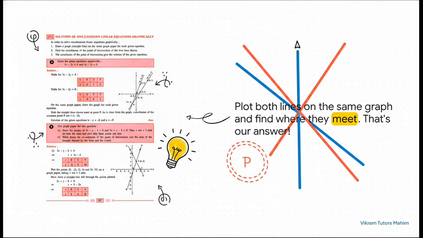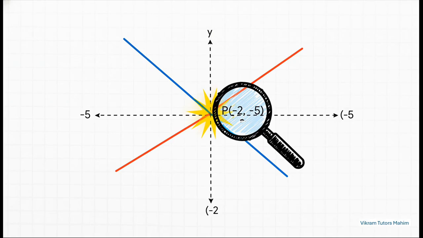It's that simple. So what are the coordinates of that point? Well, the solution is point P at -2, -5. And what that means is that x equals -2 and y equals -5 is the one and only pair of values in the entire universe that makes both of our original equations true. And we found it just by seeing where two lines crossed.